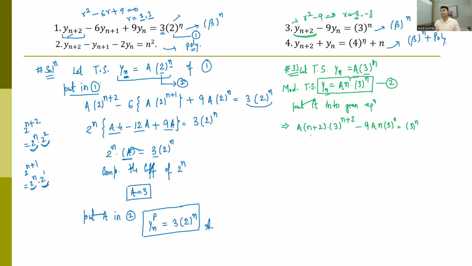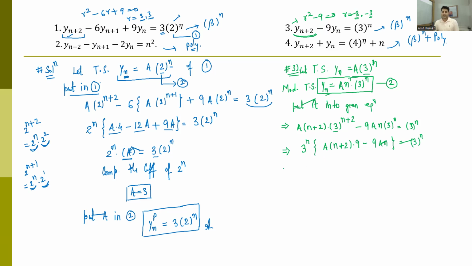Now, as I told you, we are supposed to simplify this term as per the right hand side of the equation. The right hand side is 3 power n. So what am I supposed to do? Take 3 power n common from all the terms. If I take 3 power n common, what is left? So a into (n+2), and from this power n+2, 3 power n is outside, so 3 power 2 is left, which is 9, minus 9an, is equal to 3 power n.